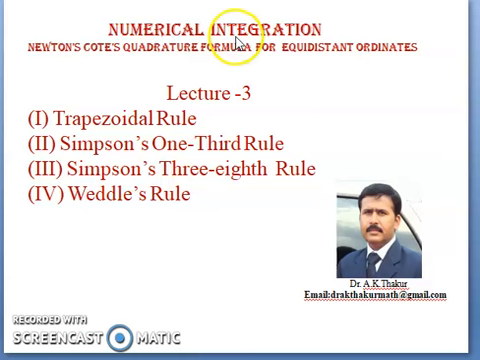Hello dear students, today we will discuss numerical integration. In numerical integration, this is Newton's cotes quadrature formula for equidistant ordinates. So this is lecture number 3. In lecture number 3, the first one is the trapezoidal rule, second is Simpson's 1/3 rule, third is Simpson's 3/8 rule, and the fourth one is Weddle's rule.